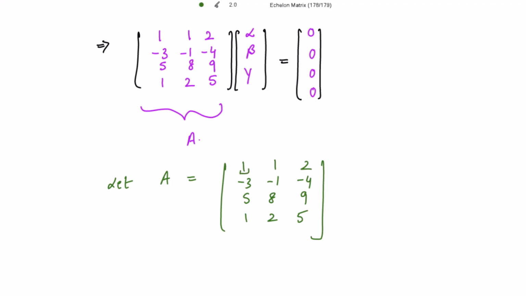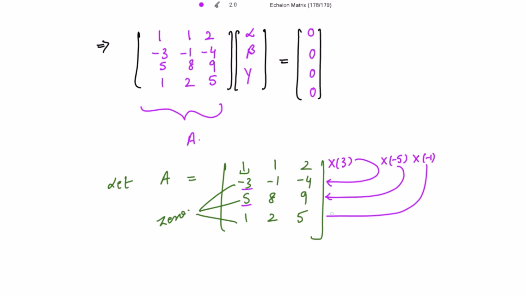I have in the first row the leading entry as 1. To make this a leading element, I need to make all these entries 0. For that, taking the help of the first row, multiplying the first row by 3 and adding it to the second row so that I get 0 over here. Multiplying row 1 by negative 5 and adding it to the third row so that I get 0 over here. Multiplying the first row by negative 1 and adding it to the last row so that I get 0 over here. So I am applying the 3 operations and getting 0 in place of negative 3, 5 and 1, right?